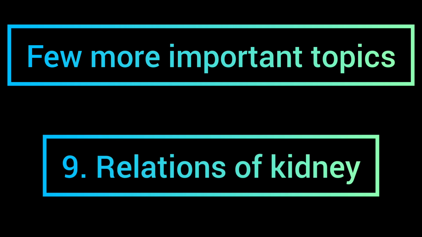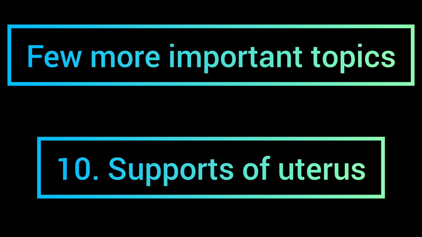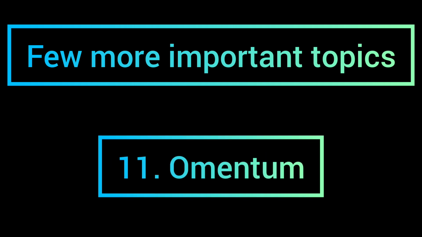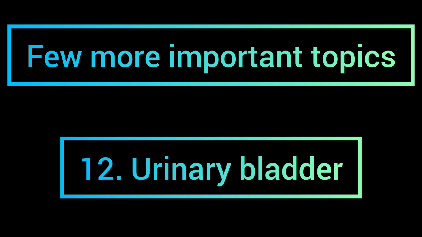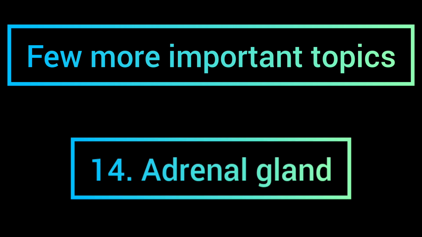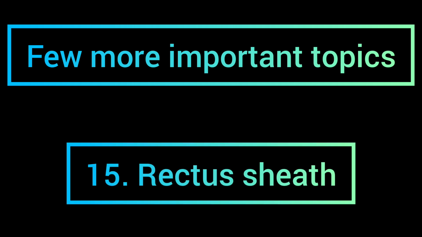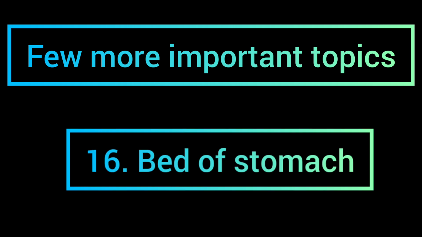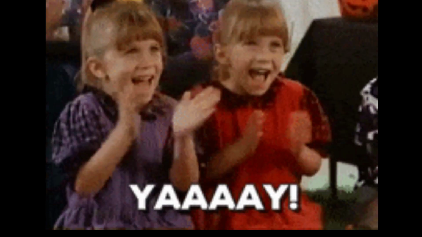10th one, relations of kidney. And 11th one, supports of uterus. 12th one, omentum. 13th one, urinary bladder. 14th one, male urethra. 15th one, adrenal gland. 16th one, rectus sheath. 17th one, bed of stomach. And yes, we are done with the abdomen.